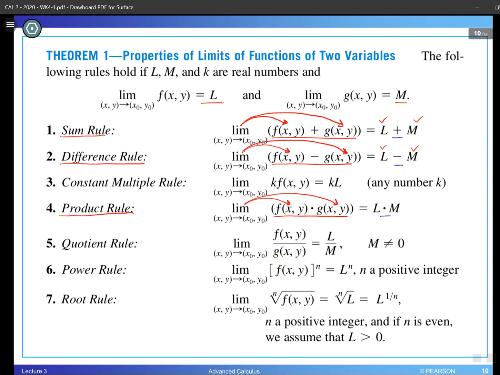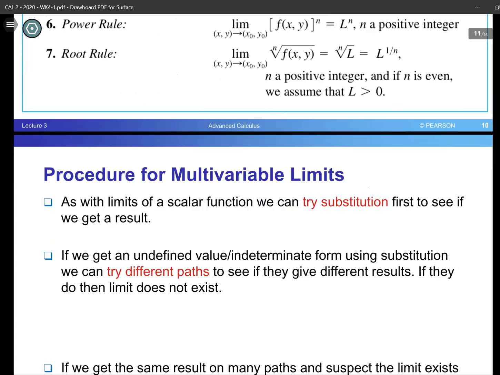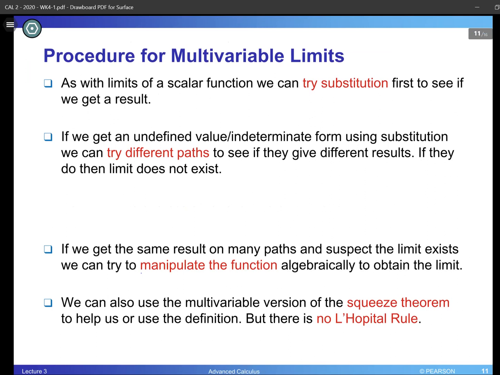As you can see here, this is quite the same as what we have learned long before, maybe in Cal 1 or maybe in high school. I don't know about that, but one thing for sure is that all of these properties, we already know about them. So let's not spend too much time here. Let's move to the next one, which I find quite important because this is about the procedure for multivariable limits.